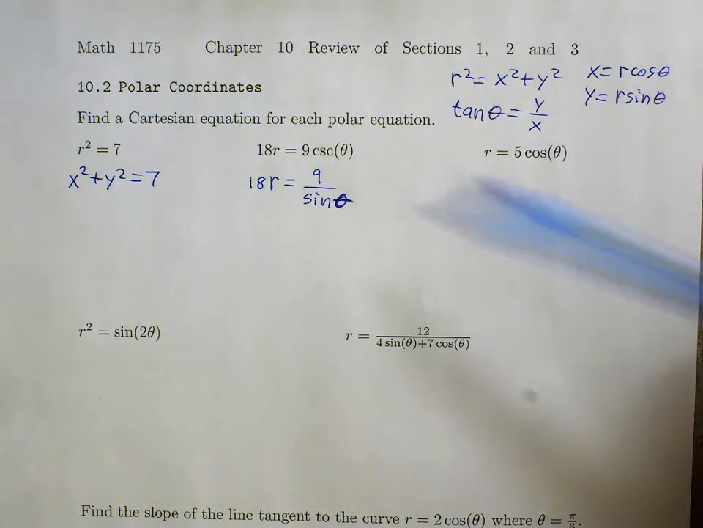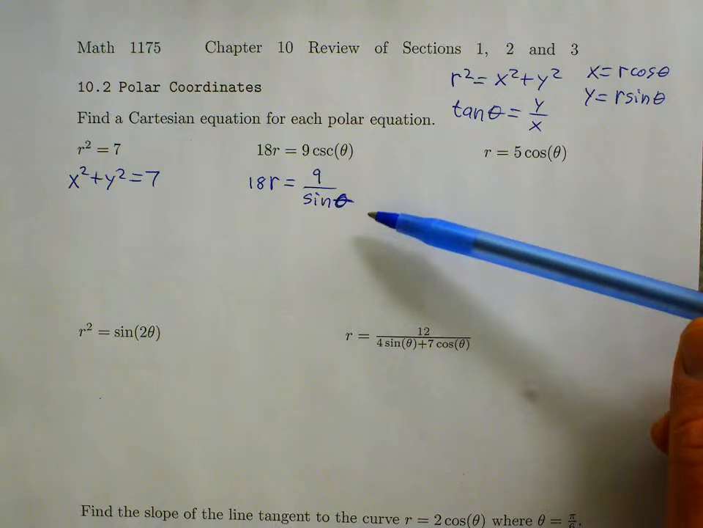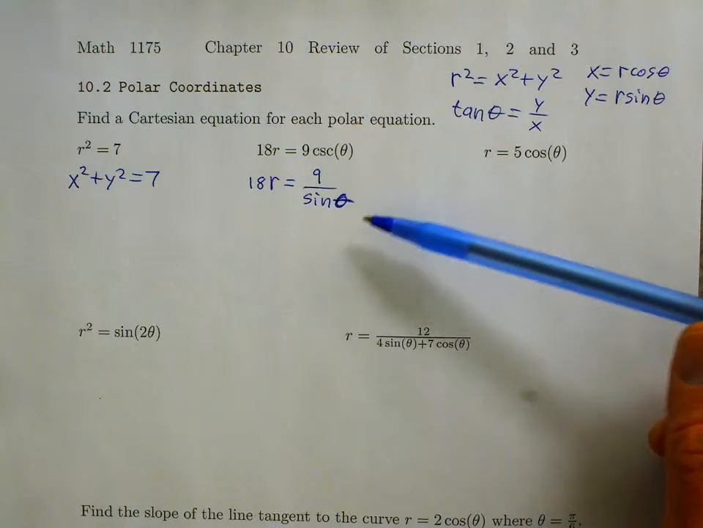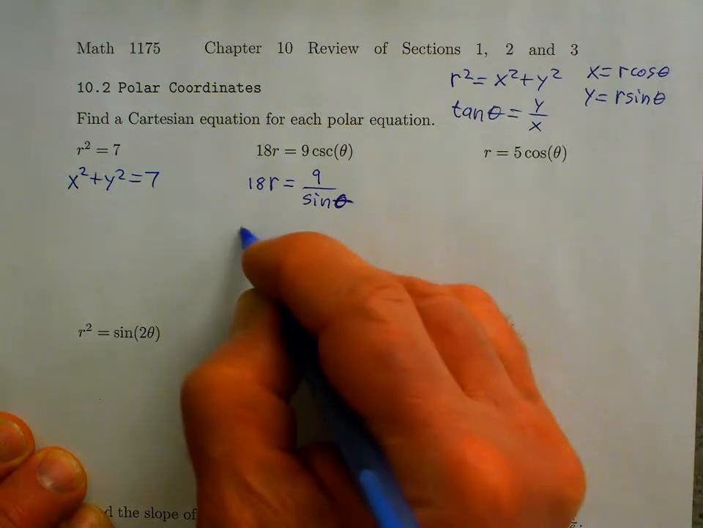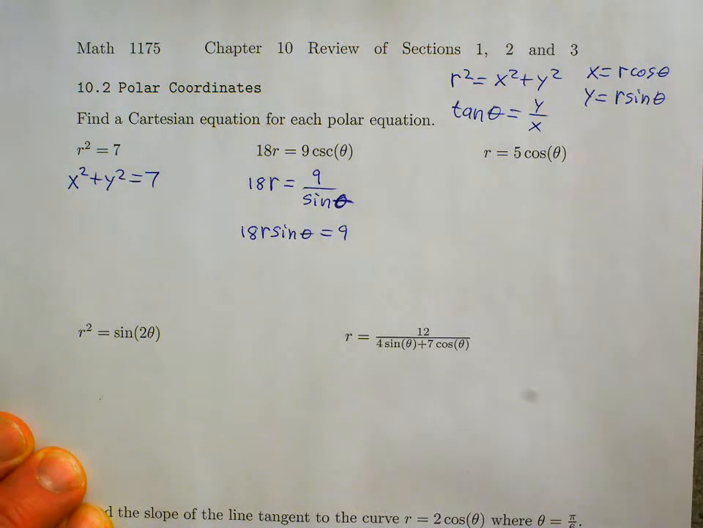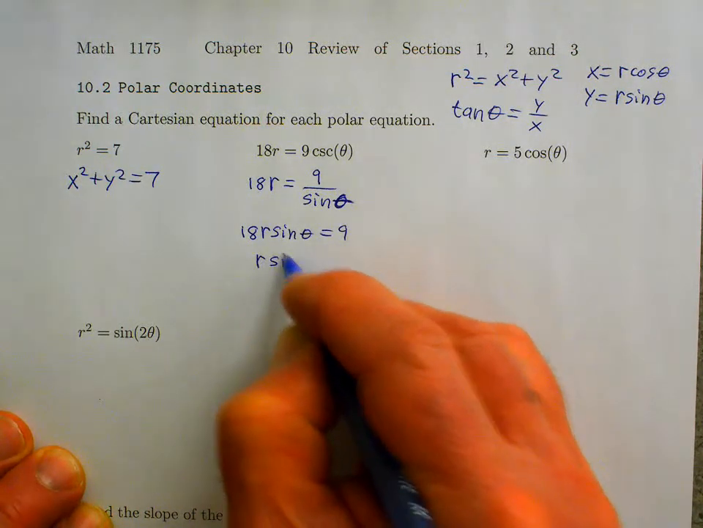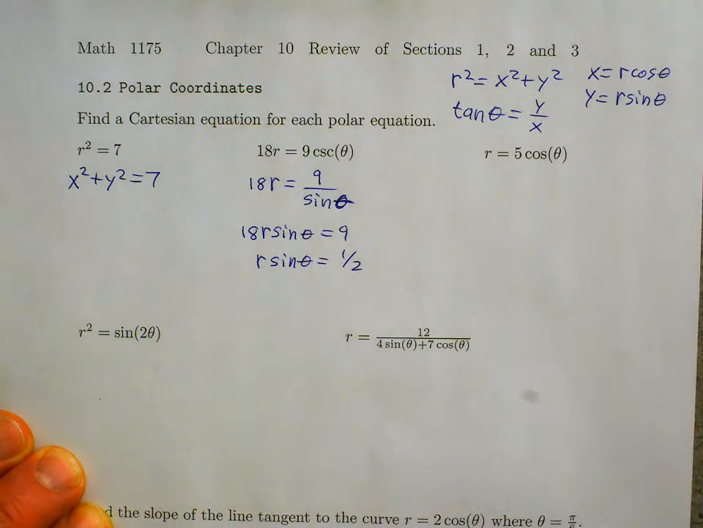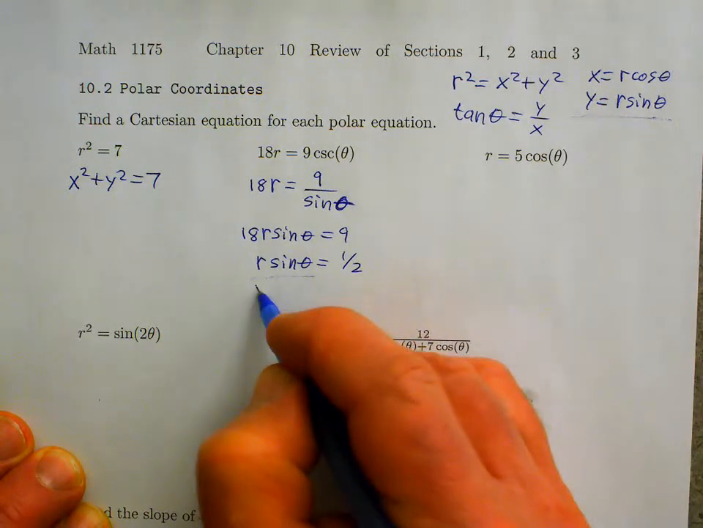So the goal is to write an equation in the variables x and y with no more thetas and no more r's. So any idea on what to do next? Yeah, multiply both sides by sine theta. So we get 18r sine of theta equals 9. And we can divide both sides by 18. So we get r times sine of theta equals 1/2. And r sine of theta is what y is. So we just get y equals 1/2.